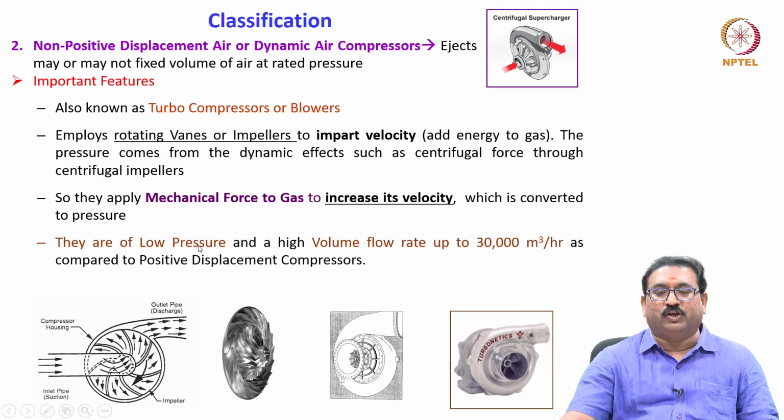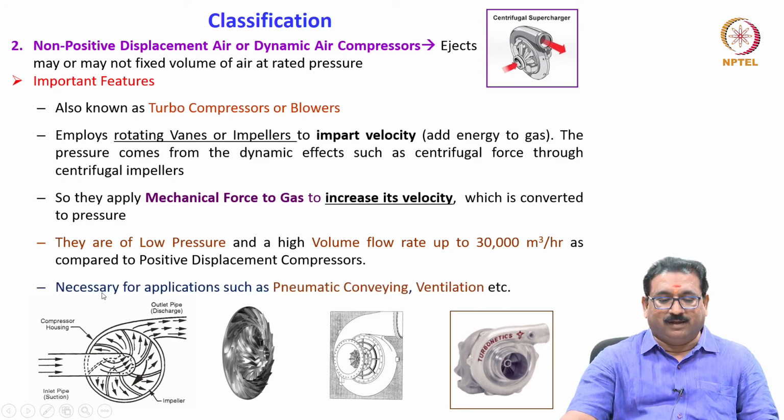They are low pressure and high volume flow rates, up to 30,000 cubic meters per hour as compared to positive displacement compressors. Necessary for applications such as pneumatic conveying or ventilation systems, etc.